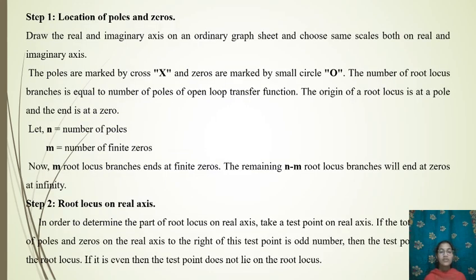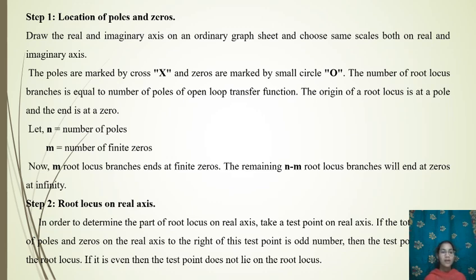In the process of constructing root locus, the first step is location of poles and zeros. Draw the real and imaginary axis on an ordinary graph sheet and choose same scale both on real and imaginary axis. To find poles and zeros, consider open loop transfer function. To get poles, equate denominator equals to 0. And to get zeros, equate numerator equals to 0. Then we get poles and zeros.